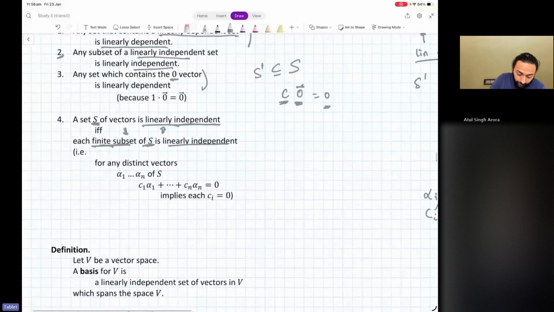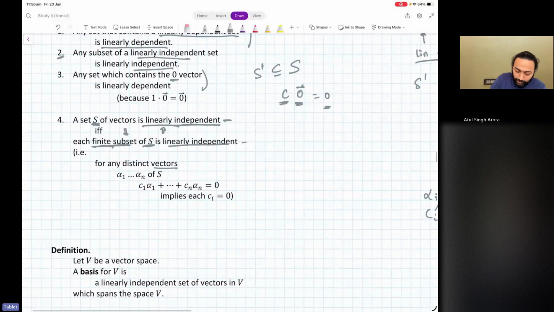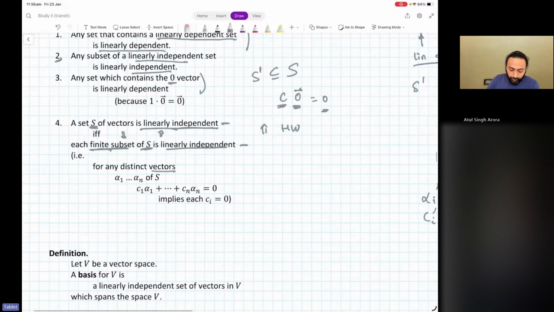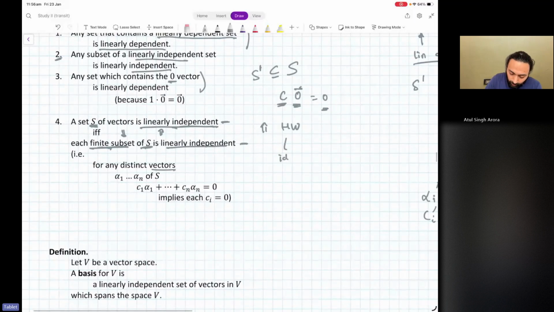And for the other direction, we are saying that if you have any distinct vectors, you have to do it by contradiction. You have to say that suppose this thing was linearly dependent, then you would be able to find a finite subset for which it would be linearly dependent. So this direction I'm going to leave as homework for you to clarify for yourself, but it should be relatively straightforward. The idea is to do it by contradiction.